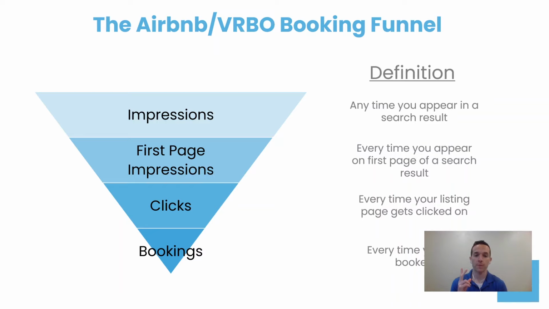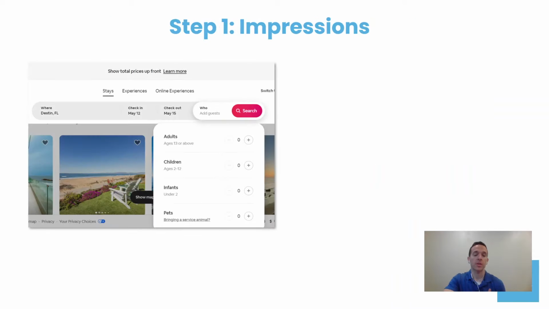Okay. Number 2, first page impressions. So once you've appeared in the search, you want to get on the first page of that search so you can actually have a chance of getting clicked, which brings us to our step 3. Everyone has to click on your listing before they have any chance of booking it, right? So after you click it, it opens up the detail page, and then they go to step 4, which is bookings. So once you've actually gotten someone to convert and actually book a night, you've completed step 4. So let's walk through those individually. We'll start with impressions here.